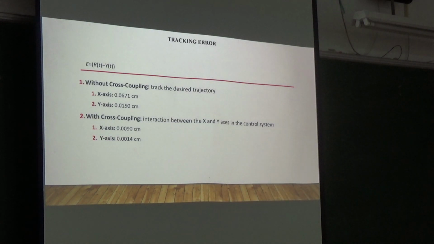And from this, we found that the steady-state error without cross coupling on the x-axis is around 0.06 centimeters, and on y 0.01 centimeters. But when we use the cross coupling, it gets reduced to almost 10%, 0.009 and 0.0014, which is the difference between this input and output.